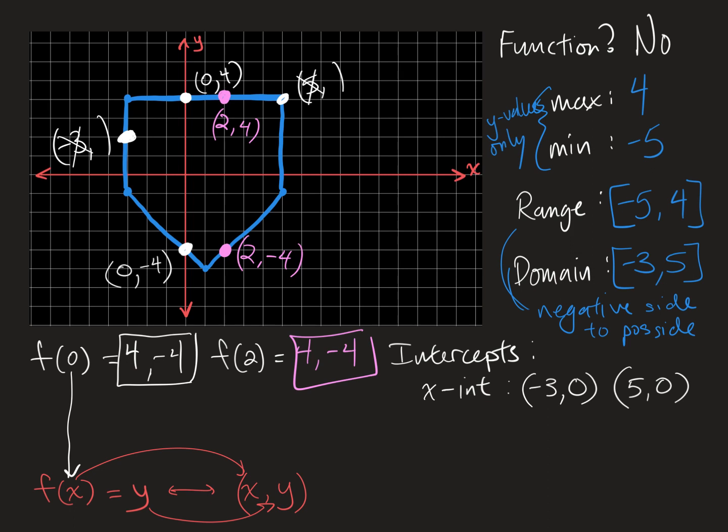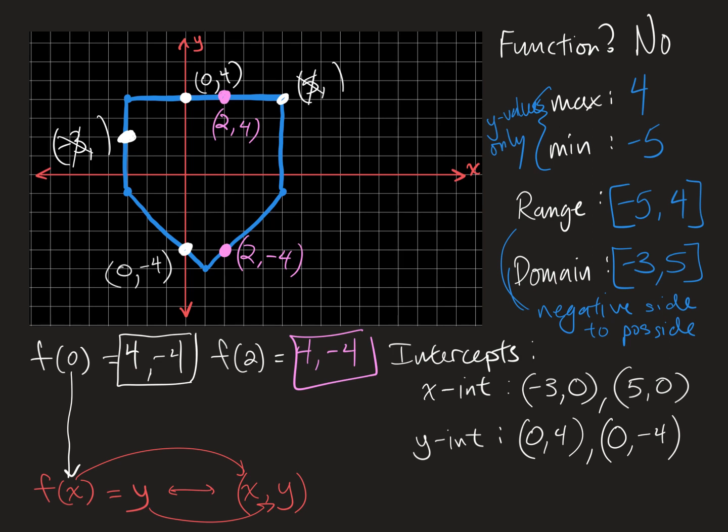Okay, and then the y-intercepts are where a graph crosses the y-axis, which we already found. So these would be 0 comma 4 and 0 comma -4. And yes, you need to list these out as ordered pairs as they are locations on the coordinate plane.